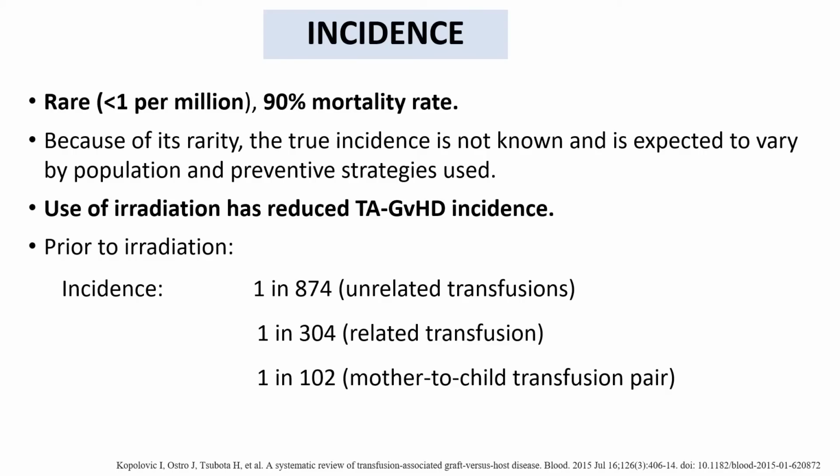Since TA-GVHD is a rare diagnosis with less than 1 per million cases and a 90% mortality rate, the true incidence is not known. It varies from population to population and with the preventive strategies in place. The use of irradiation has reduced the incidence. However, prior to irradiation, the incidence was 1 in 874 unrelated transfusions, 1 in 304 related transfusions, and 1 in 102 mother to child transfusion pairs.